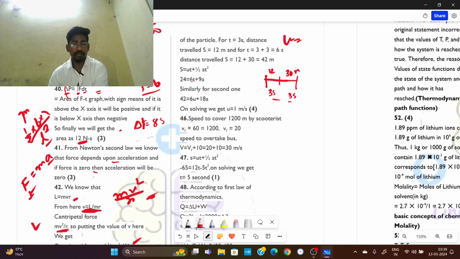T is 6, so it becomes 6u plus half into 36, which is 18a. This equation is valid for the first part, where s is 12. For the second one, similarly. If we calculate this, the value of u will be 1 meter per second.